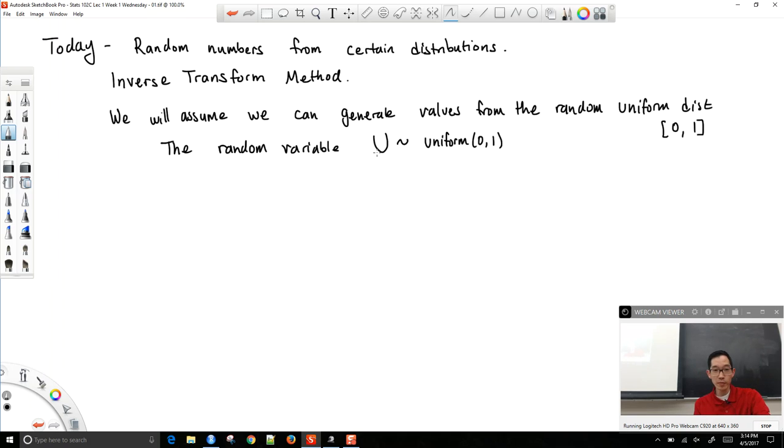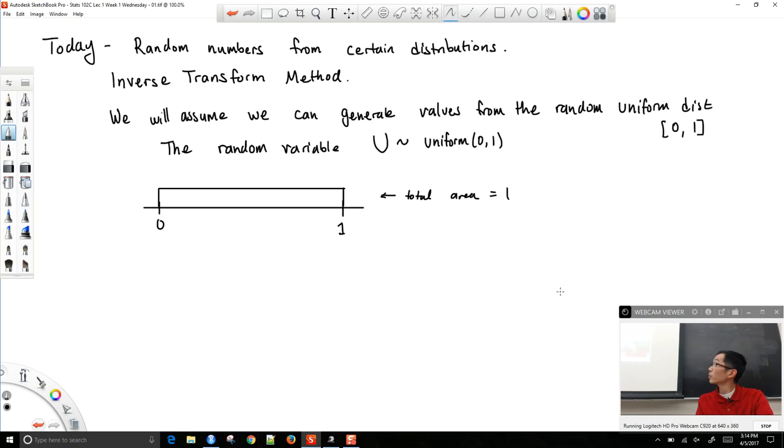Okay, so the uniform distribution, basically between 0 and 1, everything is equally likely, right? So our uniform distribution looks like this. Technically, it should have a height of 1, and the total area here is equal to 1. So this is our probability density function. What does the cumulative distribution function look like?